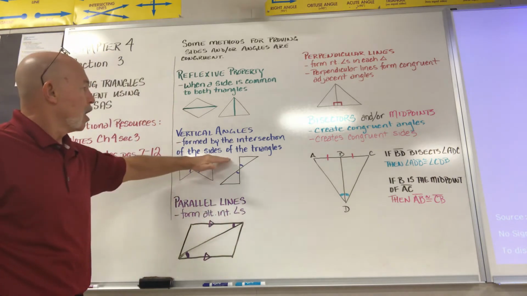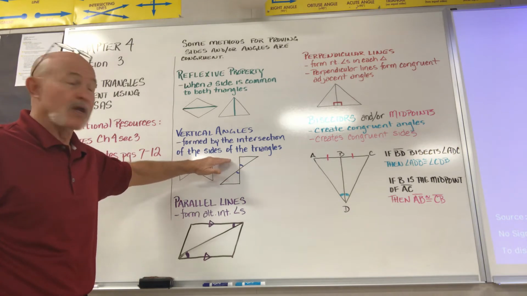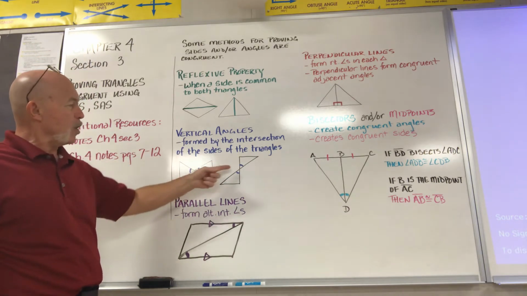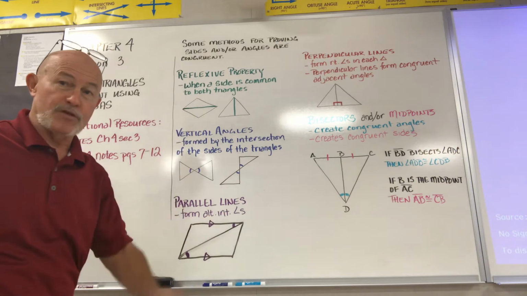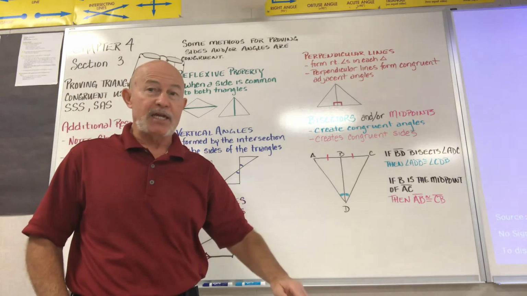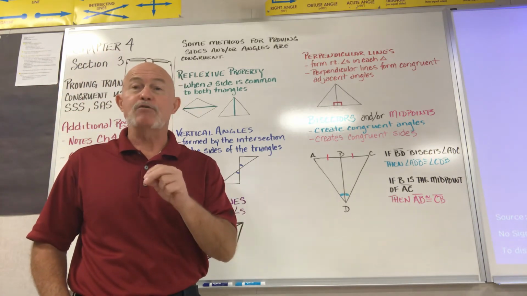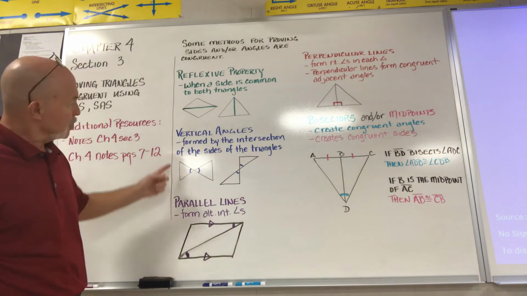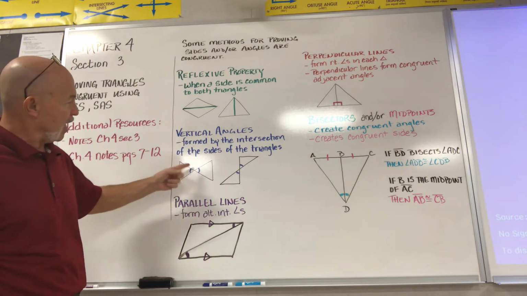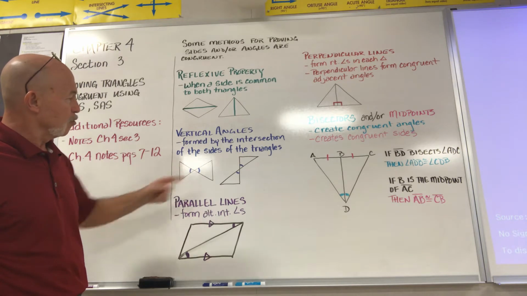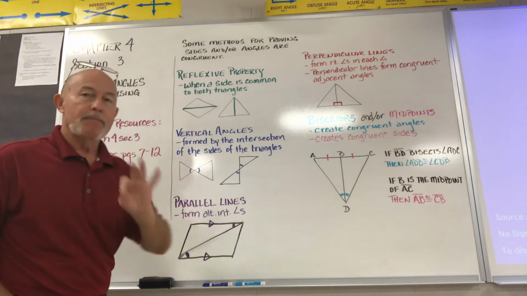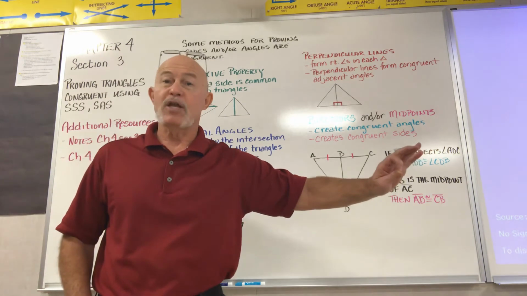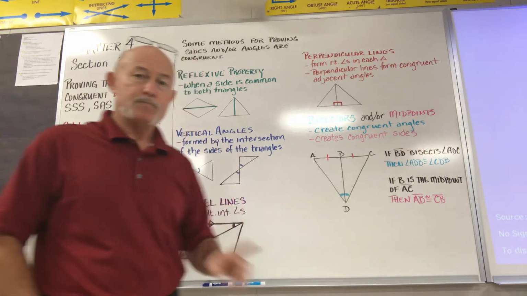Another thing we'll be able to see are vertical angles. If you have triangles that are joined together where their sides intersect like that, you're going to have vertical angles, which are equal to each other. We know that. So we would say angle ABC is congruent to angle DBE, and the reason is they're vertical angles.